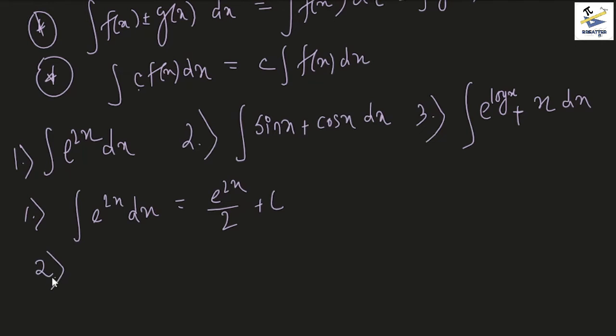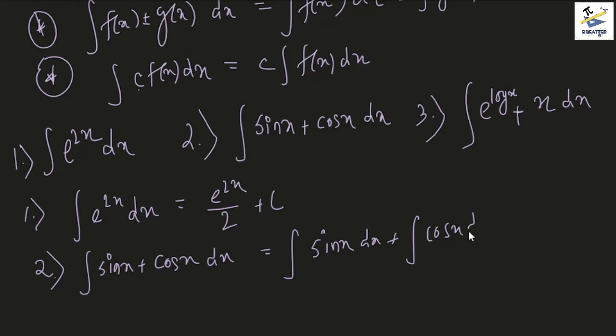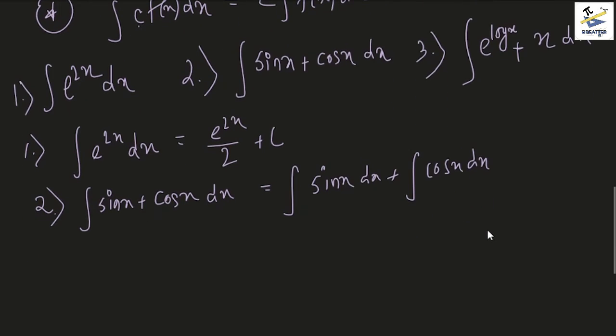Similarly, for number 2, what we can do is we can write integration of sine x plus cos x dx, and we can write integration of sine x dx plus integration of cos x dx. As I already mentioned, we can separate the two functions which are in addition or subtraction form and integrate them separately. Okay, so as we have learned, the integration of sine x would be just minus cos x. There is no dx because it is out of integration, plus integration of cos x is just sine x.